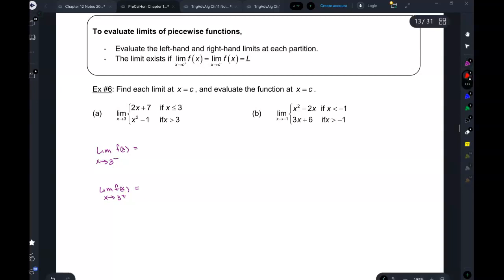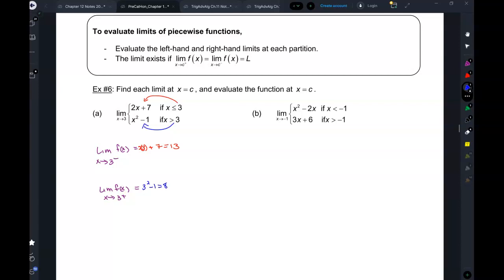So as x approaches 3 from the negative side, it's the side of values that are less than or equal to 3. So basically what you do is you take 3 and you plug it into the function that's to the left of 3. That gives you 13, right? So 2 times 3 plus 7, that gives you 13. For the limit as x approaches 3 from the positive side, you take 3 and you plug it into the function to the right. In that case, that gives you 3 squared minus 1, which is equal to 8.